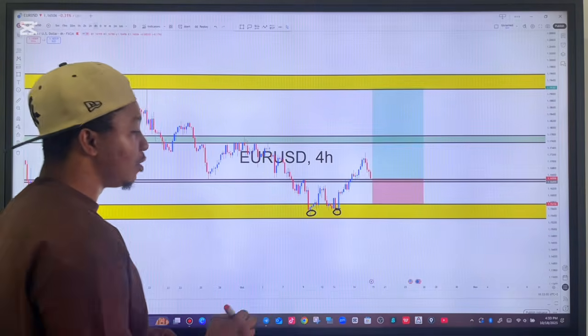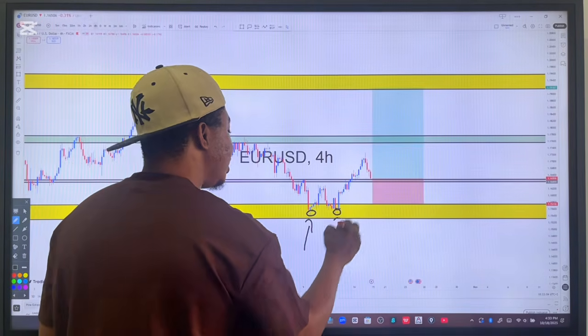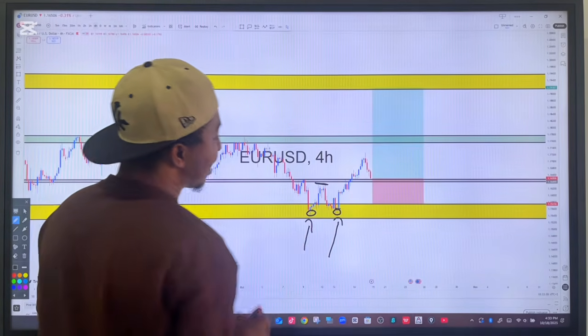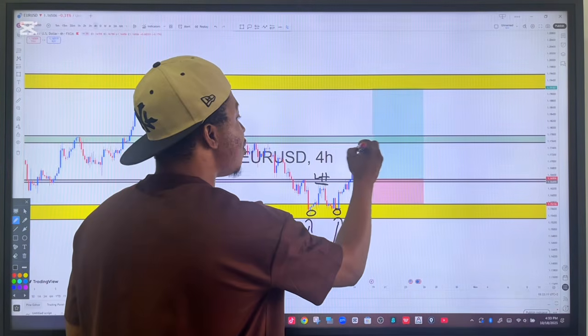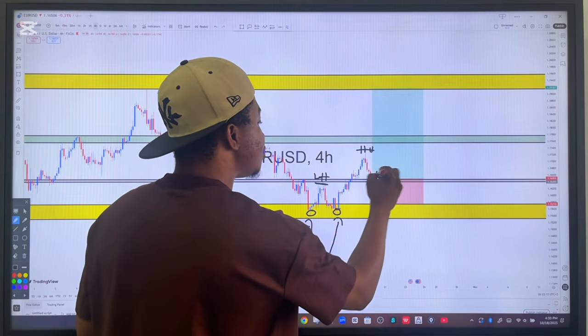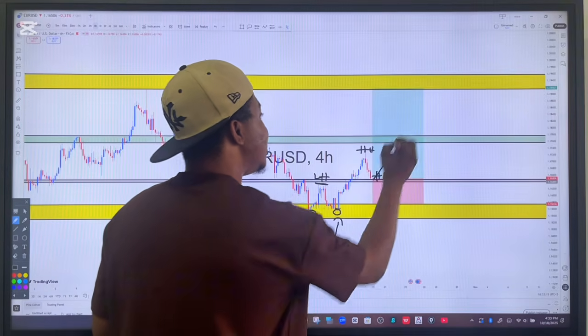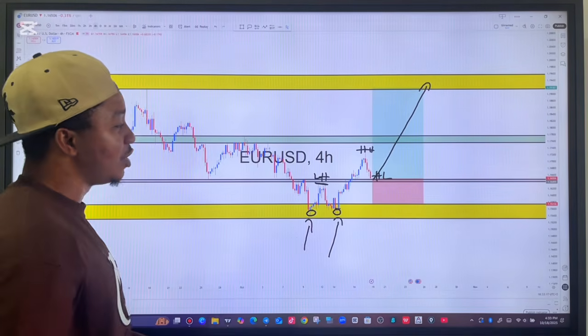The double bottom. So this double bottom has broken above the neckline or the lower high, and after breaking above the lower high, it has formed a higher high. This area is also a higher low. Where should price go next? There should be a continuation push all the way to the upside.